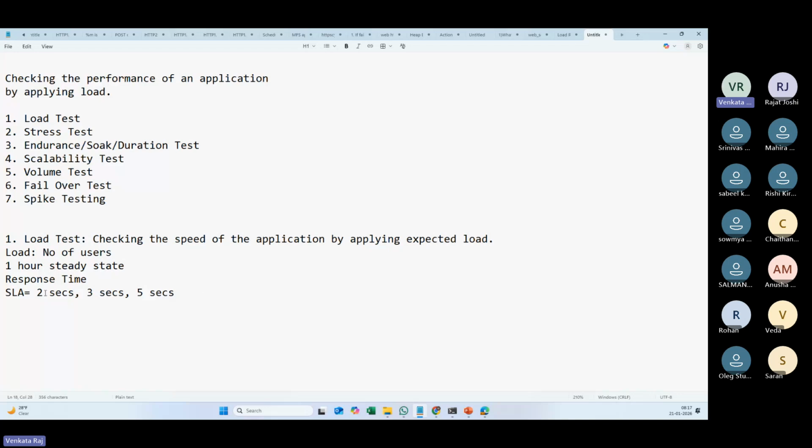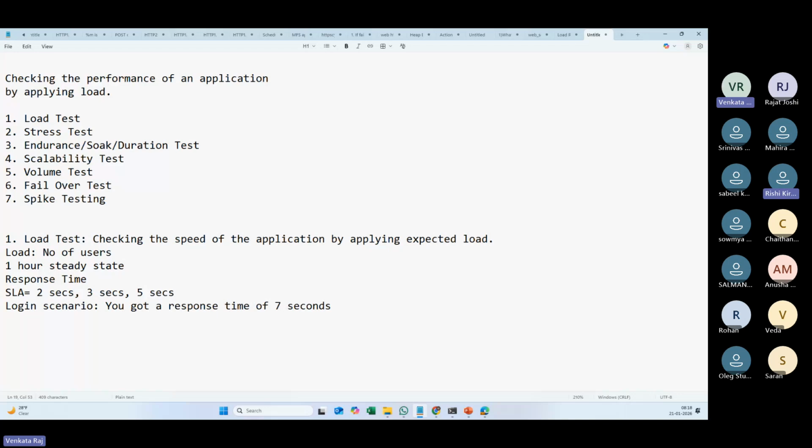Now let's say there is a login functionality, just as an example. You are doing performance testing of the login scenario, you executed the load test and you observed a response time of, let's say, 7 seconds for login, and your SLA is 2 seconds. So what does it mean? The response time is 7 seconds and the SLA is 2 seconds. Is that okay for you?